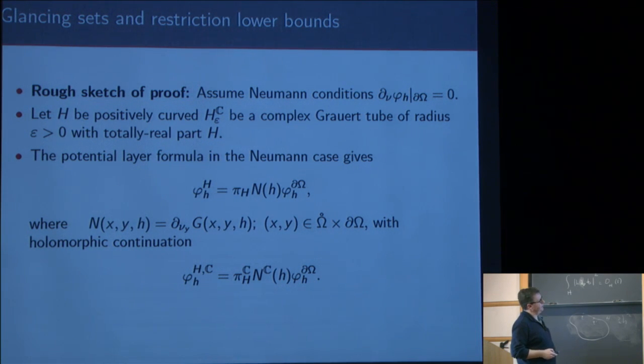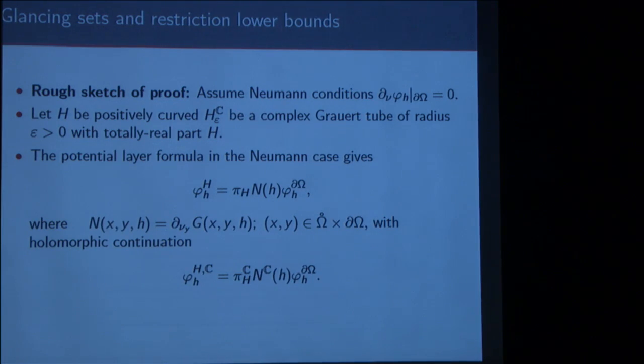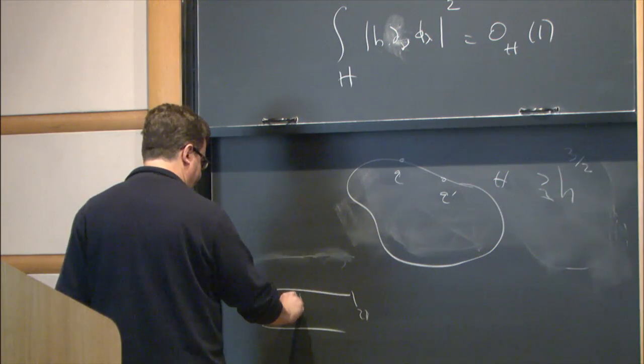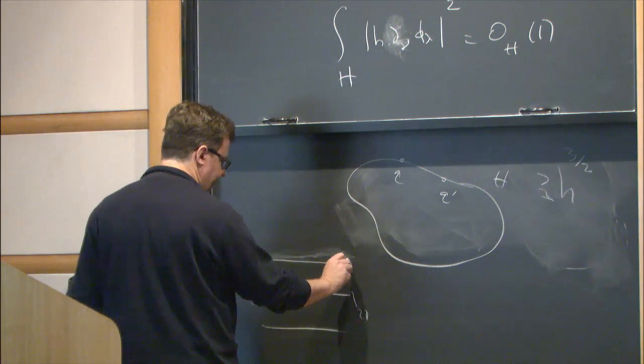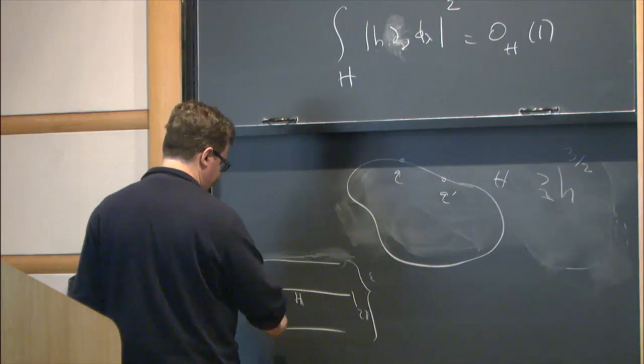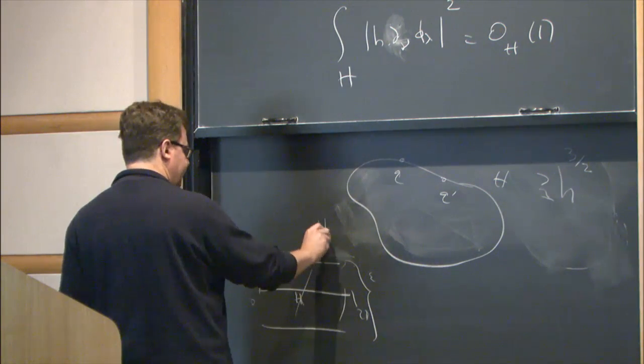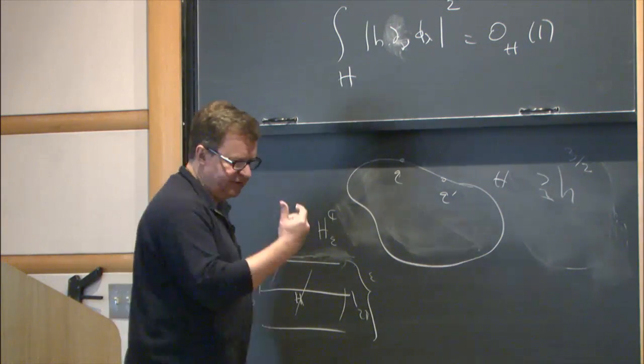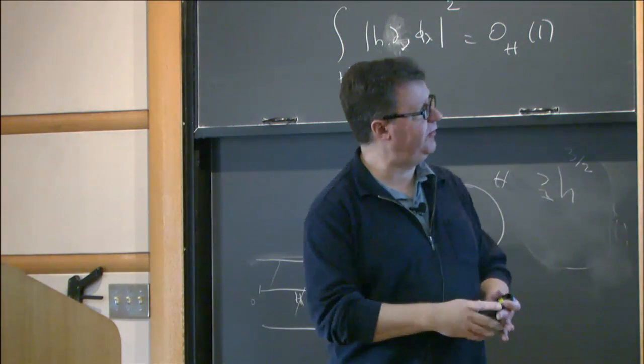So the idea is the same as we started with. We take H and we complexify it. So this is a little epsilon strip. Here is H. I parameterize it. Let's say it's periodic, 2 pi or something. Here's H, and I take an epsilon strip. Okay? And I call this H epsilon C or something. So it's just a little complex strip, and I holomorphically continue everything.